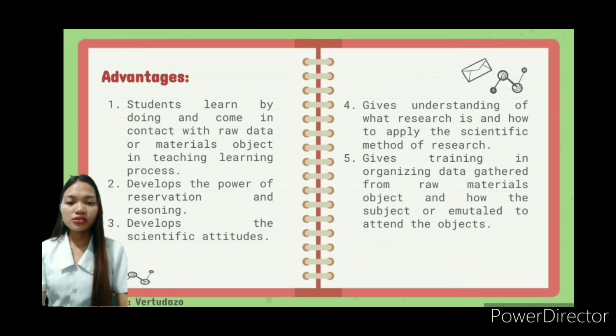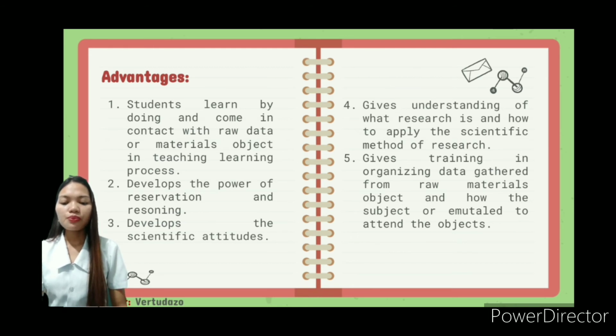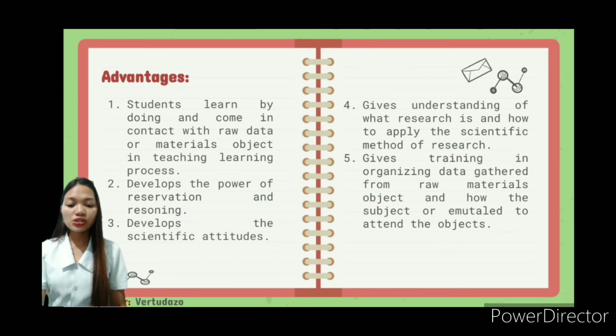There are advantages in the laboratory teaching method. The first one is students learn by doing and come in contact with raw data or material objects in the teaching-learning process. Second, develops the power of observation and reasoning. Third, develops scientific attitudes. Fourth, gives understanding of what research is and how to apply the scientific method of research.